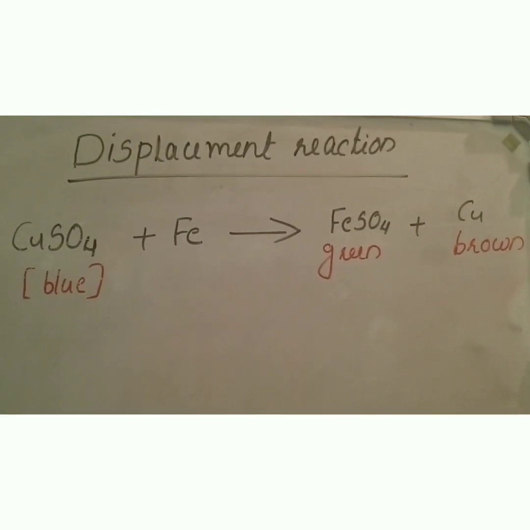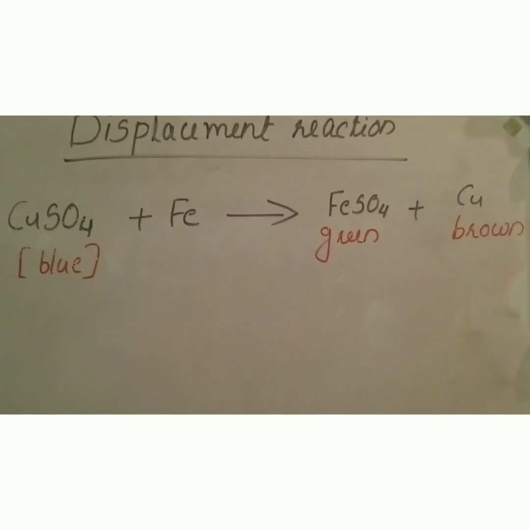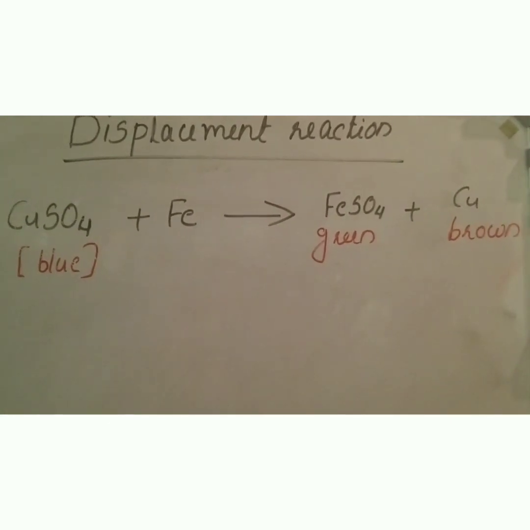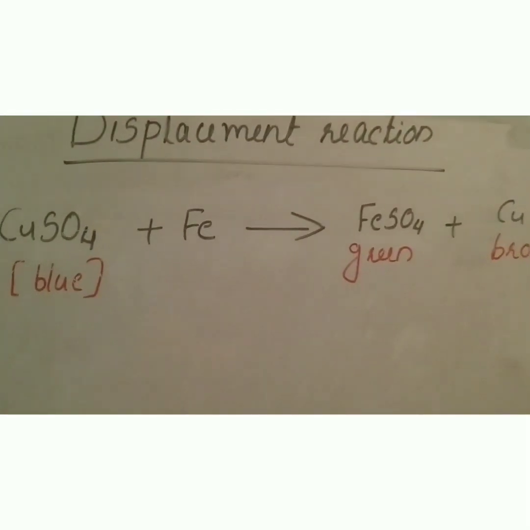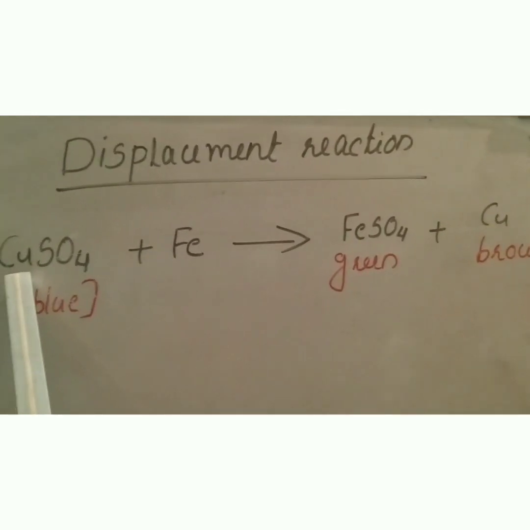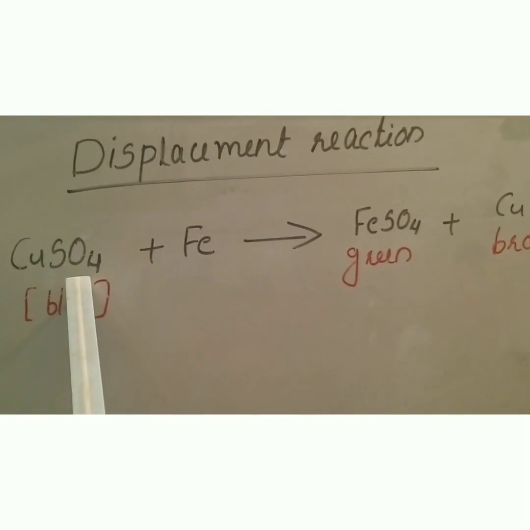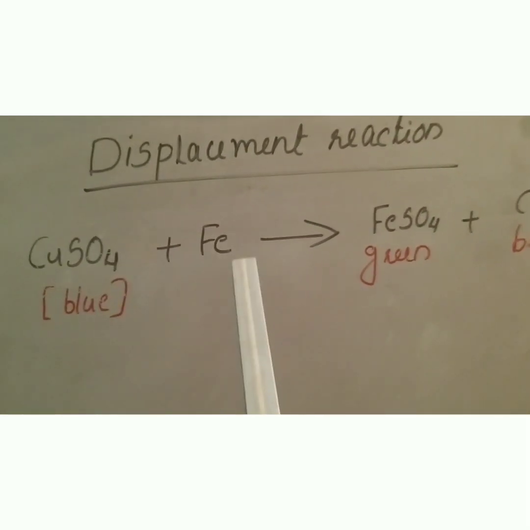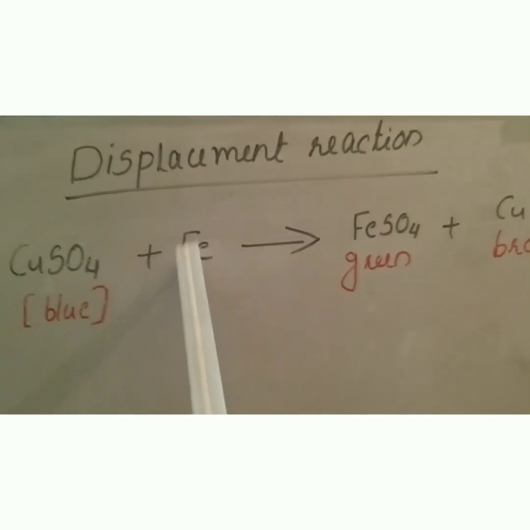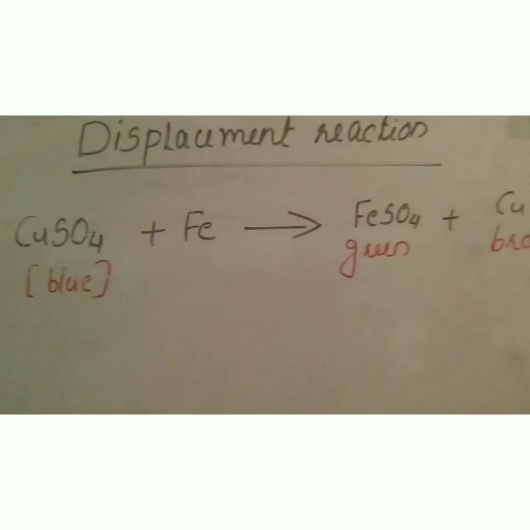This type of reaction is known as displacement reaction. So how can we define displacement reaction? Here the reaction takes place by displacement of the less reactive element, that is copper, from its compound by the more reactive element, here the more reactive metal iron. This type of reaction is known as displacement reaction.